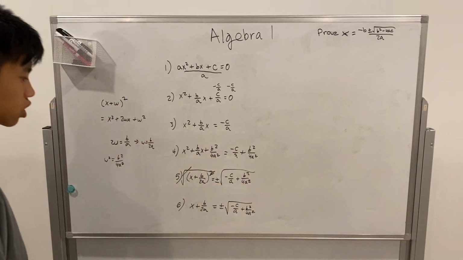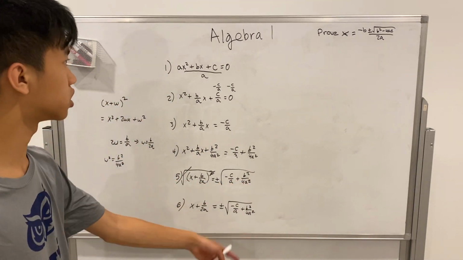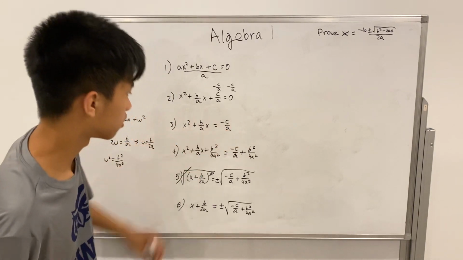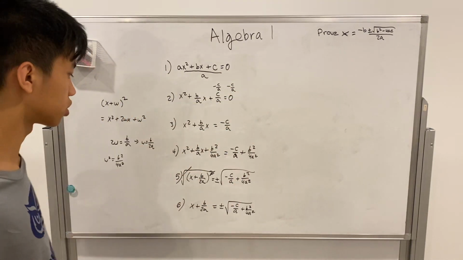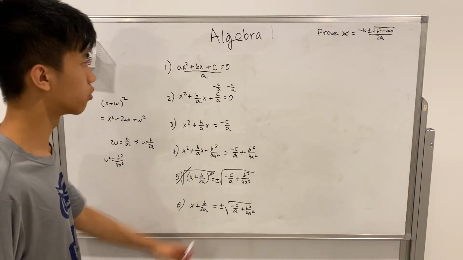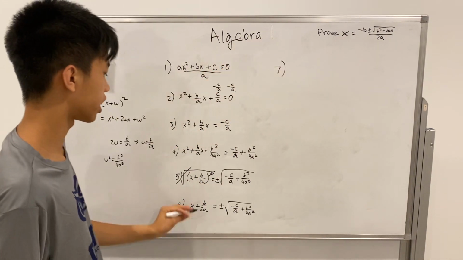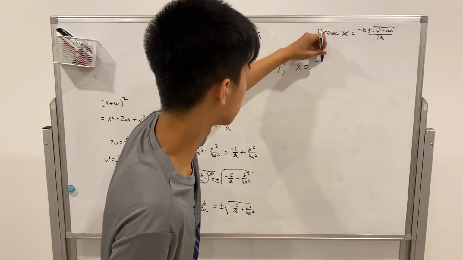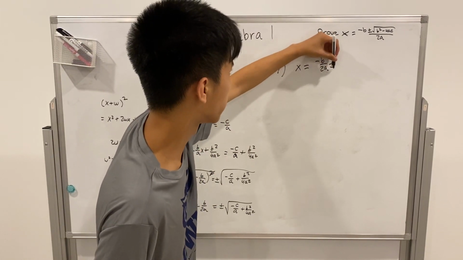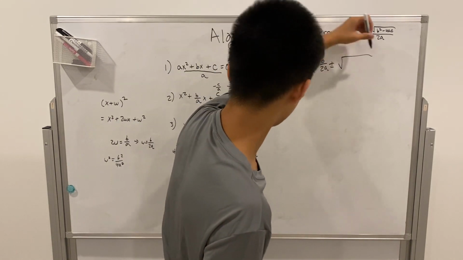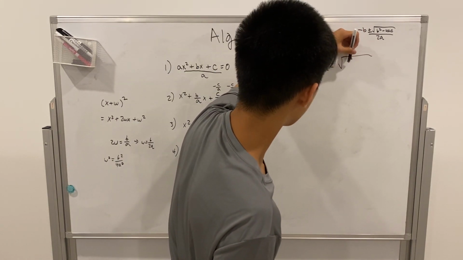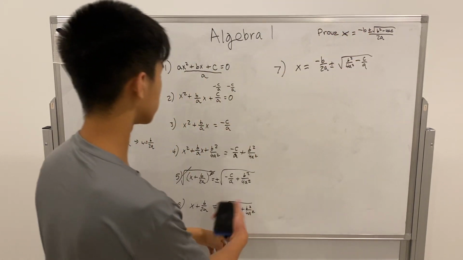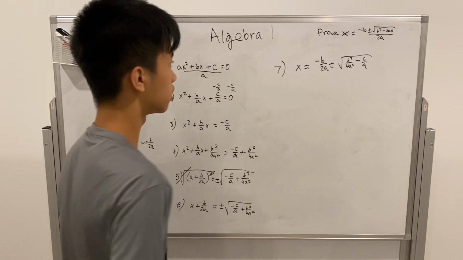And by now you should start to see the resemblance between this and this, but we still have some algebra to get from here to here. So what we can do for step 7 is subtract b over 2a from both sides. So now we have x equals negative b over 2a plus or minus b squared over 4a squared minus c over a. I just rearranged these two, but these are the same.